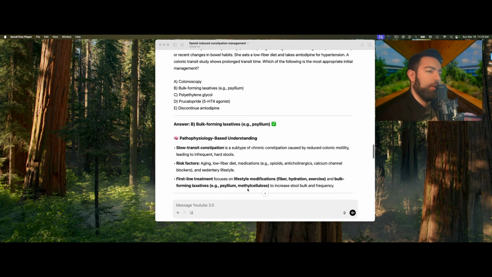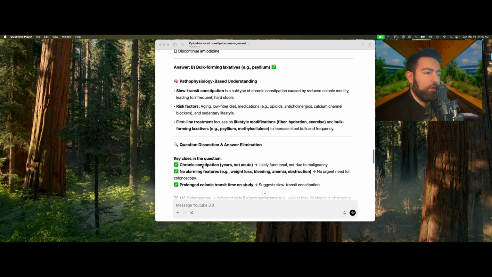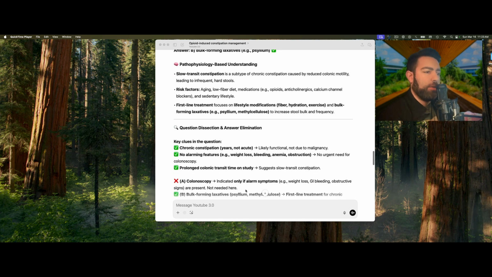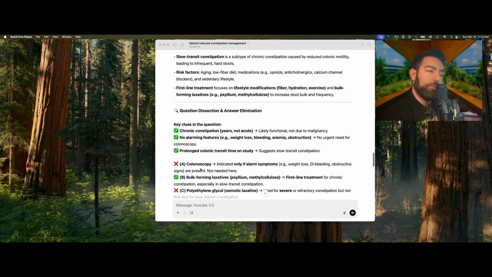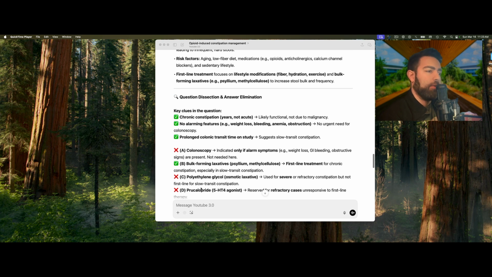The first line treatment though is lifestyle modification, which means you include fiber, hydration, exercise, and maybe give them some bulk forming laxatives like psyllium or methylcellulose to increase the stool bulk and frequency. The key clues in this question are that this is chronic constipation and not acute, and there are no alarm features. And the giveaway for slow transit constipation is the prolonged colonic transit time on the test. So colonoscopy would be wrong because there are no alarm symptoms, so it is not needed. This is chronic. Bulk forming laxatives are the first line for chronic constipation, especially in slow transit. So that would be the right answer.